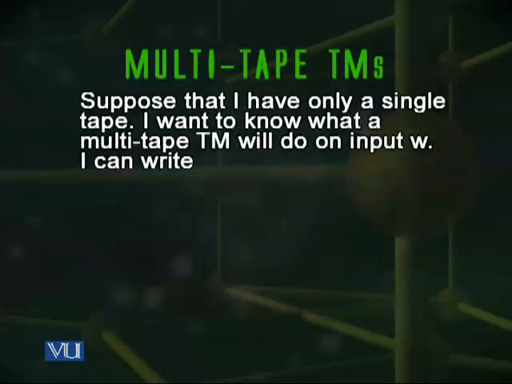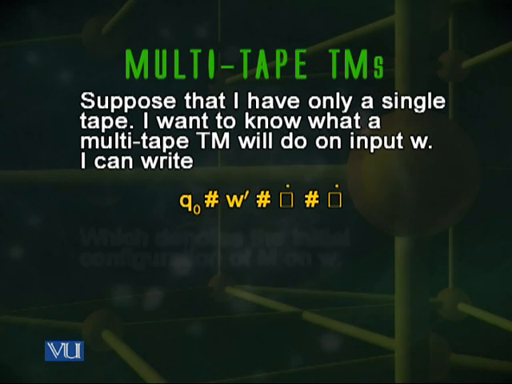Suppose now that I have only a single tape and I want to know what a multiple-tape TM will do if it were given an input W. What I can do is write down Q0 followed by a hash sign, followed by W prime, followed by a hash sign, followed by a box with a dot on it, and so on.